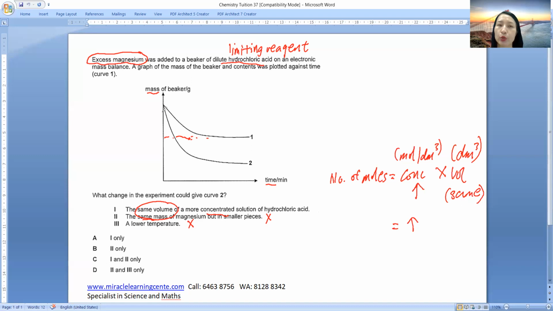And the speed of reaction is also faster because this line is actually steeper than the curve in number 1. Okay, the amount of products depends on the number of moles, and the speed depends on the concentration in this case. So the answer is 1 only. The answer is A.